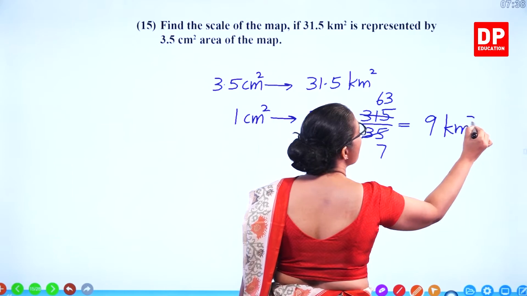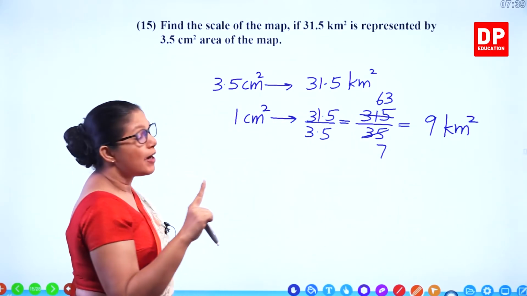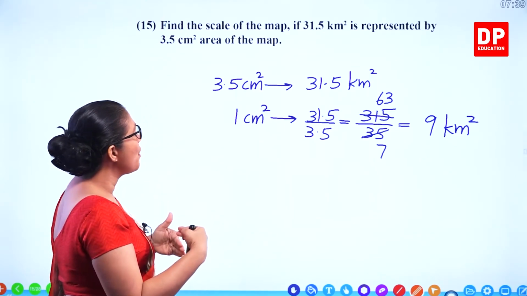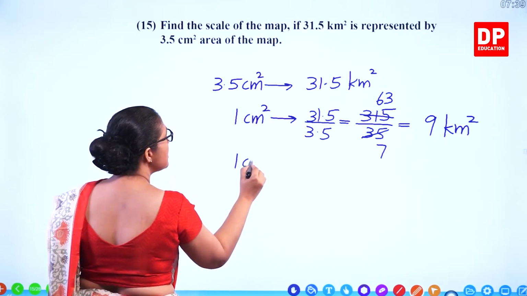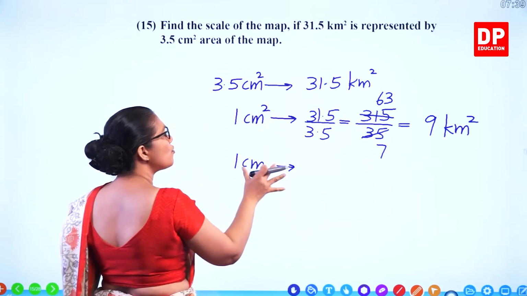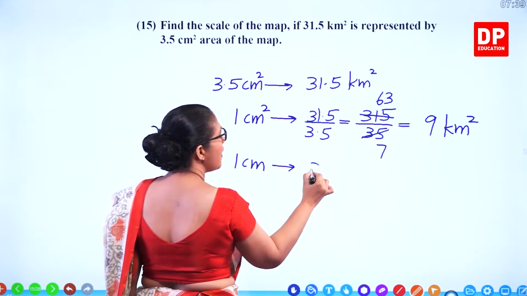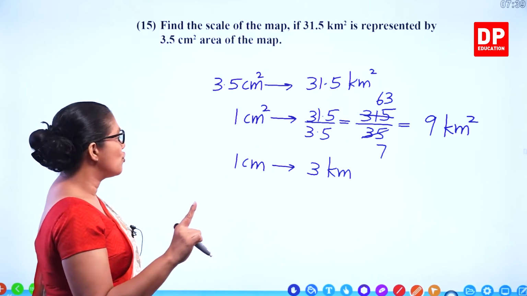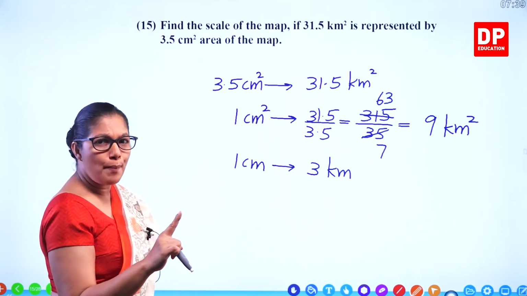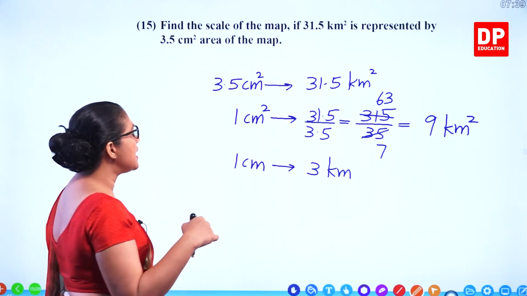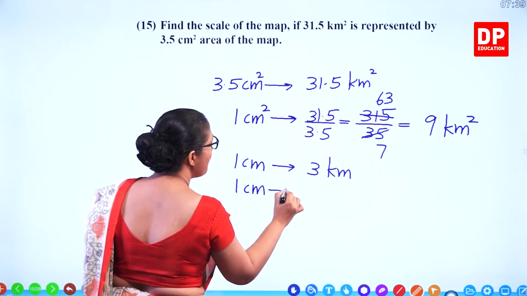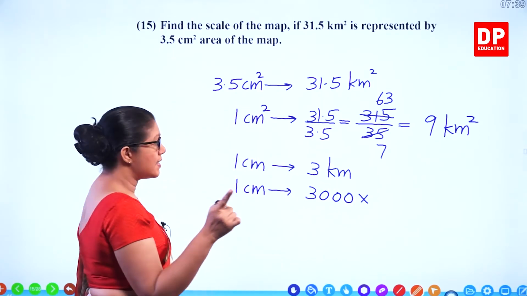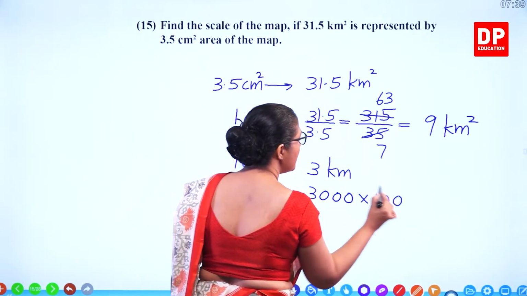kilometer square. So this is area, but for the scale we take centimeters. So we have to take the square root of both sides. So what does 1 centimeter represent? Square root of this. Square root of 9, that's 3 kilometers. Now we have the relationship between 1 centimeter and kilometers. Now convert to meters. Multiply by 1000 and convert to centimeters. You multiply by 100 again.